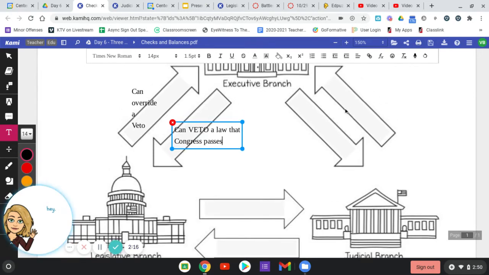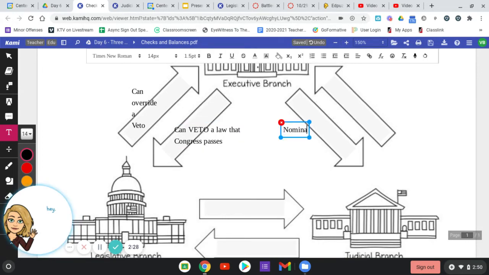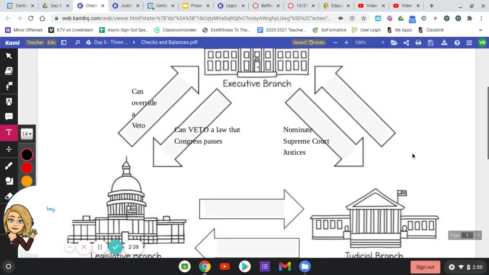Now let's look at the judicial branch and the executive branch. How does the executive branch check the judicial branch? Well, very simply, the executive branch can nominate Supreme Court justices. So the president puts in place in the Supreme Court people who he thinks will vote the way he believes. And that's how the executive branch checks the judicial branch.